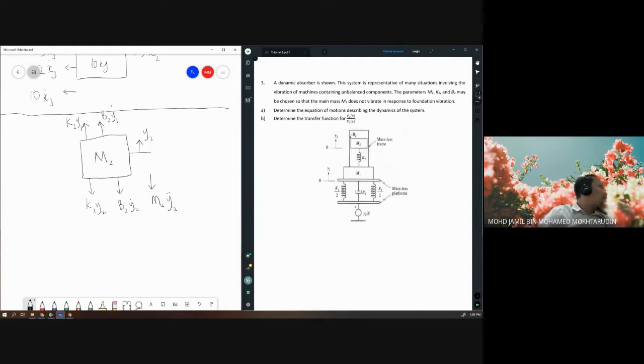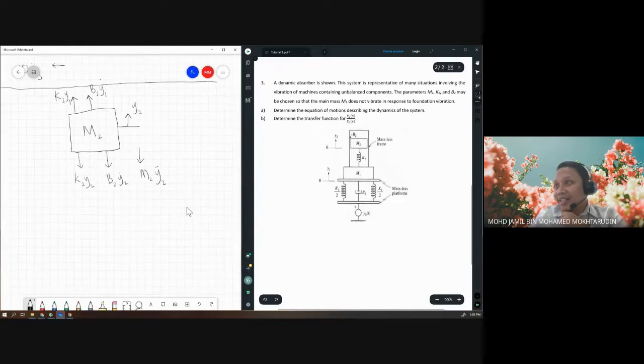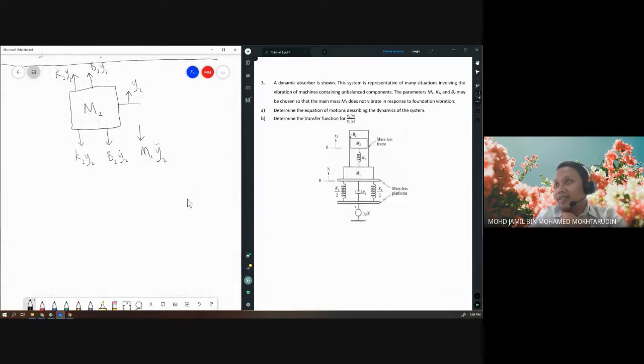Ada kelas? Okay, faham? Okay, tak apa. Tengah sembahyang kot.